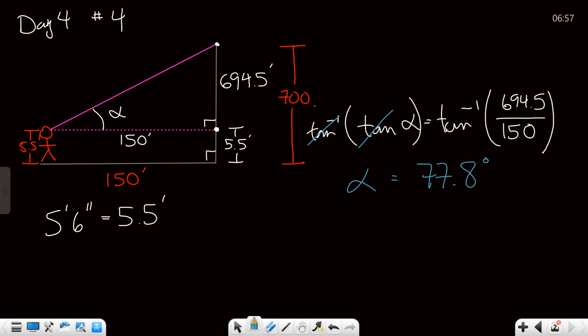Does that answer make sense? Yes. If you're only 5.5 feet tall and you're only 150 feet away from a 700-foot mountain, the angle up to the top of that mountain is going to be pretty big.